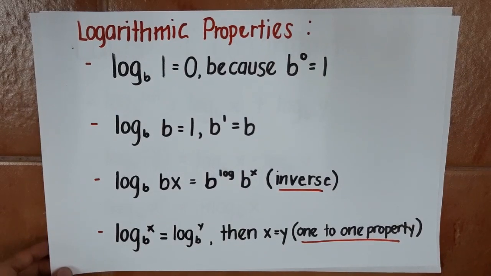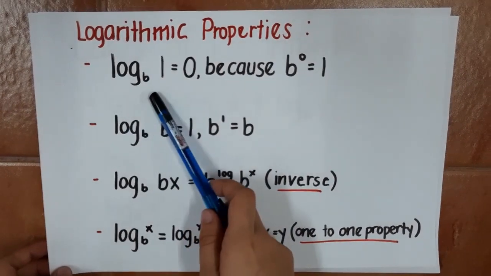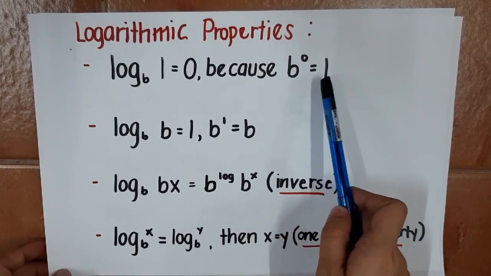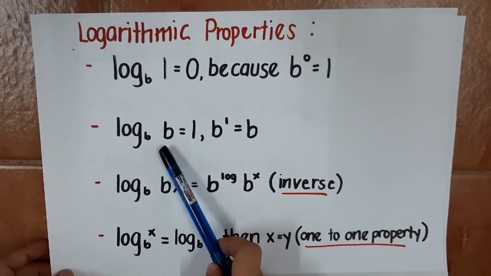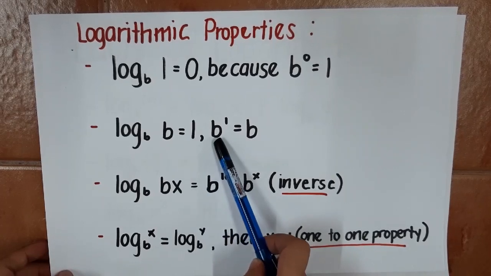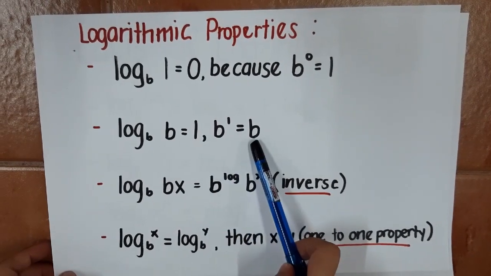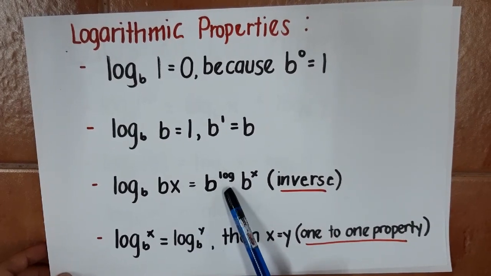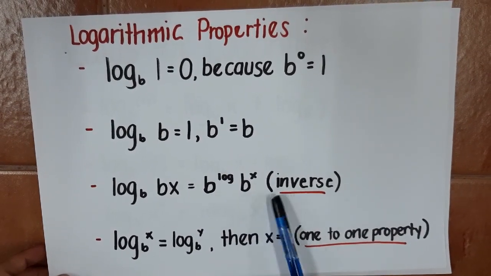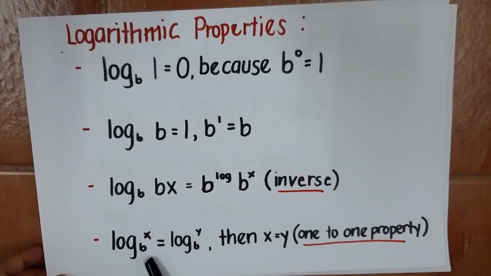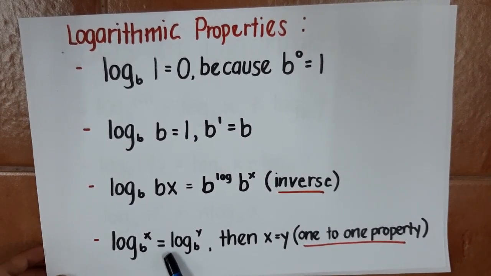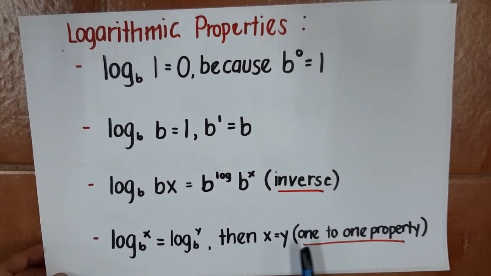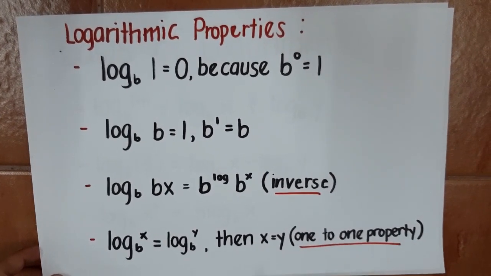These are the logarithmic properties. Log base b of 1 is equal to 0 because b raised to 0 is equal to 1. Log base b of b is equal to 1 because b raised to 1 is equal to b. Log base b of b to the x is equal to x, and b raised to log base b of x is equal to x, the inverse property. If log base b of x is equal to log base b of y, then x is equal to y, the one-to-one property.